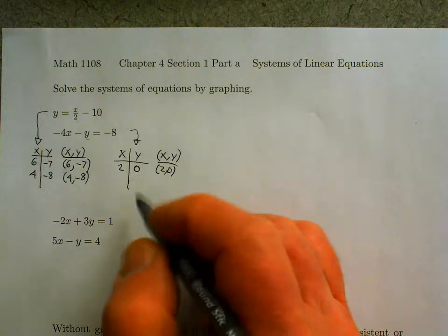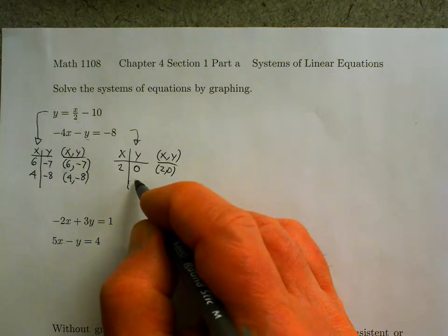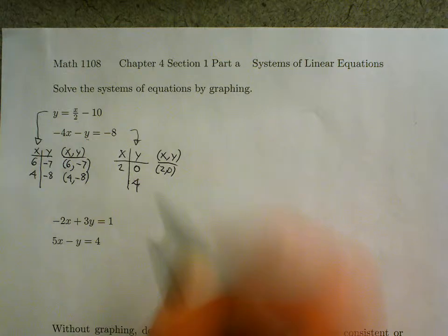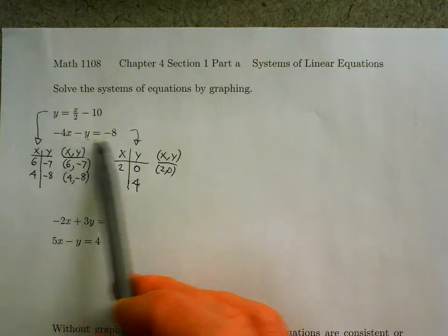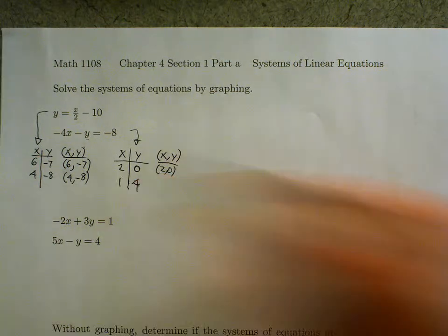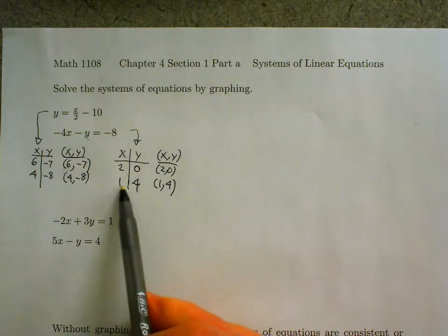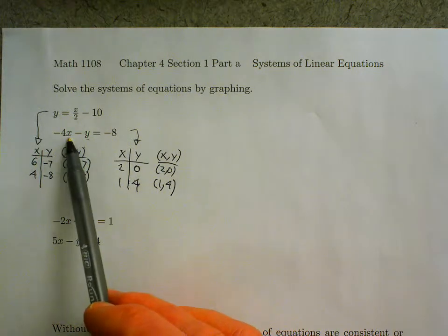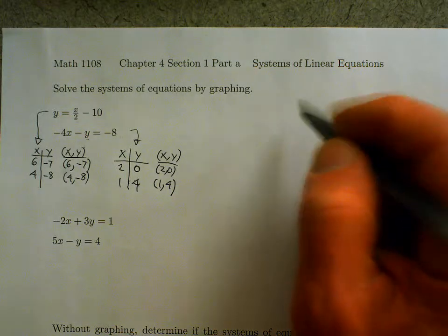Well, if I pick y to be 4, that won't be too bad. So negative 4x minus 4 equals negative 8. Add 4 to both sides, we get negative 4x equals negative 4. Divide both sides by negative 4, I get positive 1. So I want to double check when x is 1, that's negative 4 minus 4. Okay. So we can plot these points.